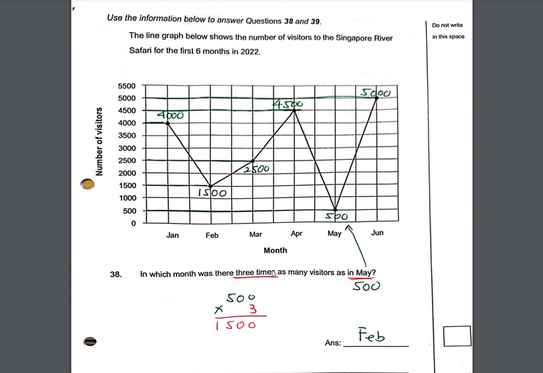In which month was there 3 times as many visitors as in May? So I found that in May, there were 500 visitors. So what is 3 times 500? It will be 1,500. So which month did this place get 1,500 visitors? There, 1,500 visitors visited the Singapore River Safari in February. So the answer is February, or I just copy Feb will do.